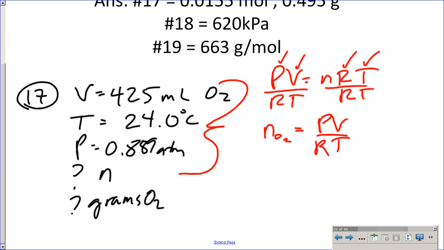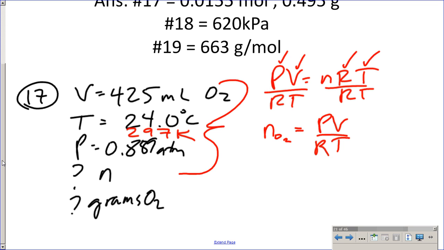Okay, I've got to do some minor adjustments before I can plug in though. Is my pressure in the correct unit? Yes, atmosphere is good. Is my temperature in the correct unit? No. So what am I doing here? Add 273 to 24. You can do that in your head. 297. Thank you.